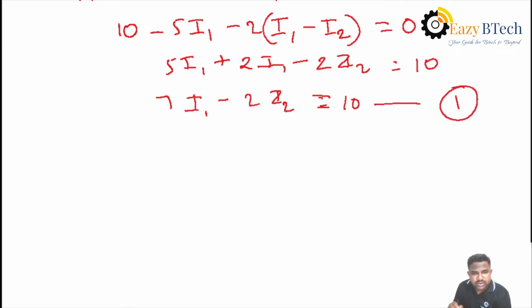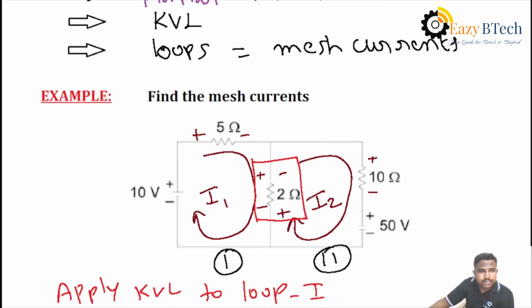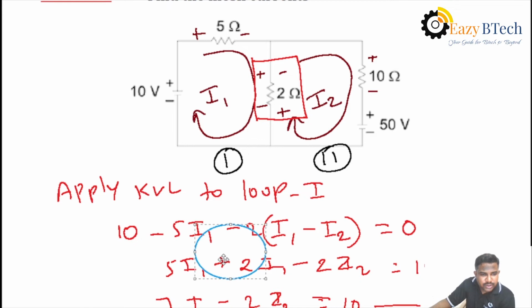The loop 1 equation you can write down directly. Observe here, the loop 1 current I1 is passing through 5 ohms and through 2 ohms also. That's why here we can analyze I1 is passing through 5 ohms and 2 ohms, nothing but a series connection. That is, the total value is 7. Then 7 into I1, that is the 7 into I1 drop here.